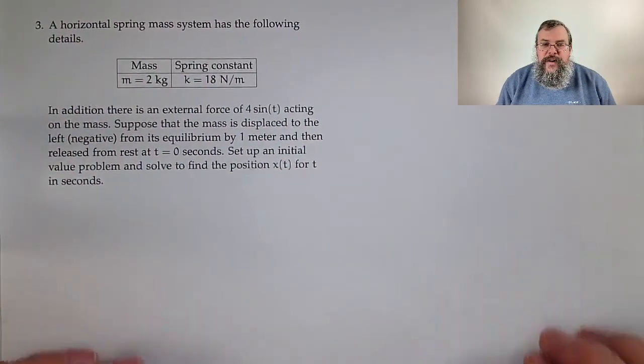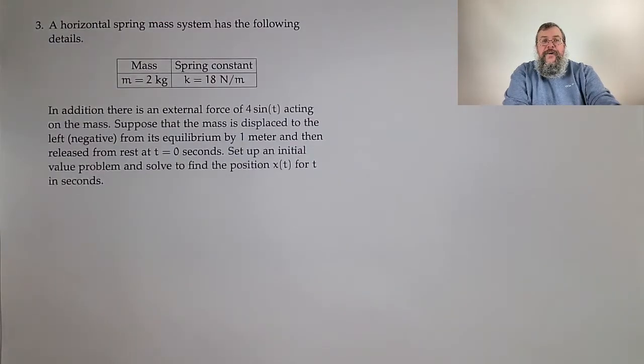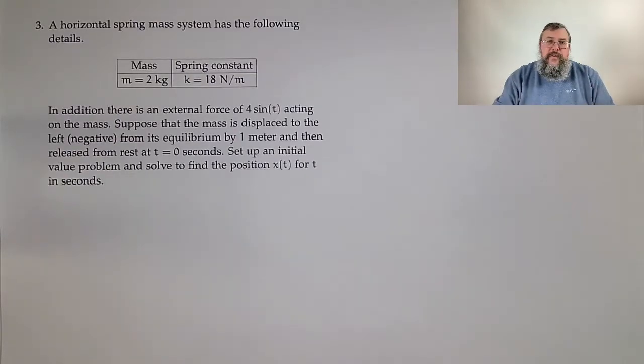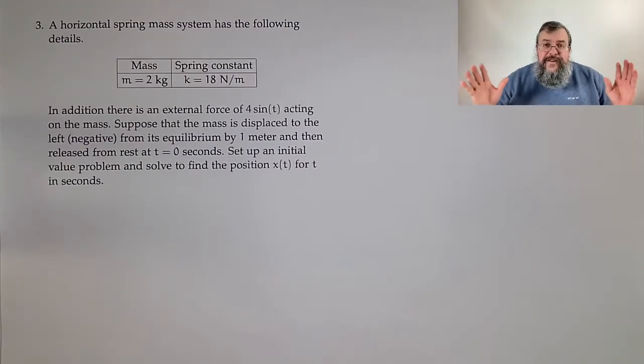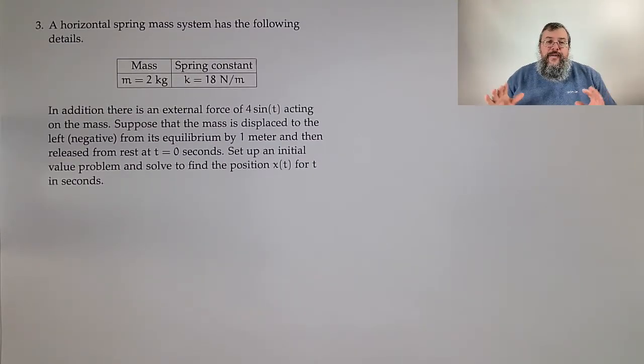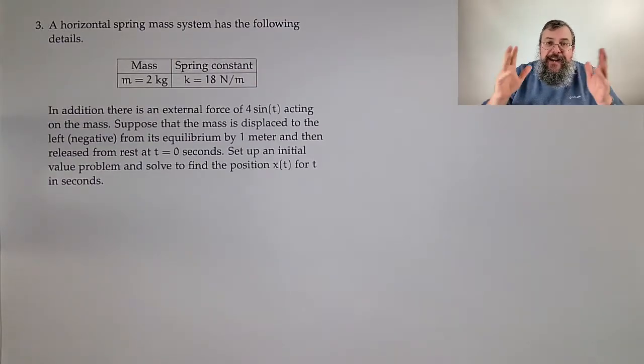All right, number 3. A horizontal spring mass system has the following details. The mass is 2 kilograms, and the spring constant is 18 newton meters, or newtons per meter, I guess, is how you read it. In addition, there is an external force of 4 sine t acting on the mass. Now, nothing is said about damping. So, what do we assume? Well, if there's nothing said about damping, we assume no damping. All right, great. No damping.